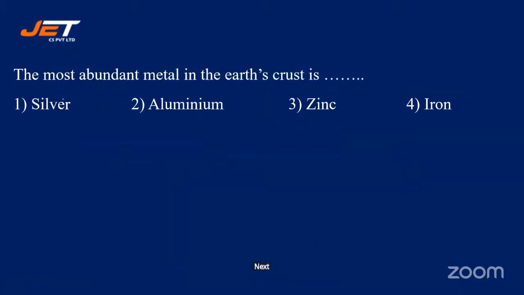Next question. The most abundant metal in Earth's crust is? Which is the most abundant metal in the Earth's crust? First option is silver, aluminum, zinc or iron. Which is the right answer? So Ashwita has mentioned it as aluminum. She is very fast today. Fastest finger.